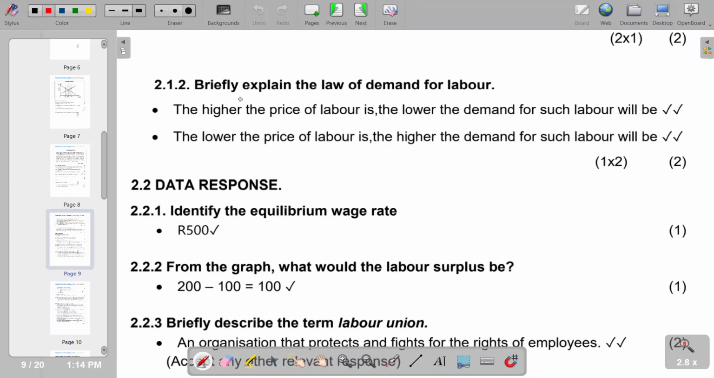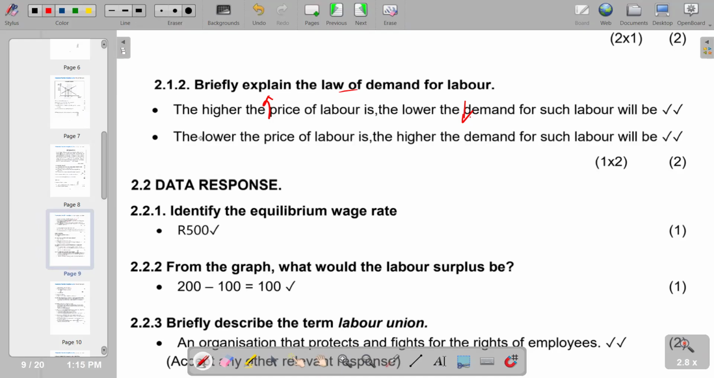So the next question reads, briefly explain the law of demand for labor, which is: the higher the price of labor is, the lower the demand for such labor will be. Basically, we have 2 variables that are compared in terms of the law of demand, which is the price, and also the quantity of demand. We see that there is a negative relationship between the two. That is, when price increases, we are going to see demand decreasing. Then the opposite is true.